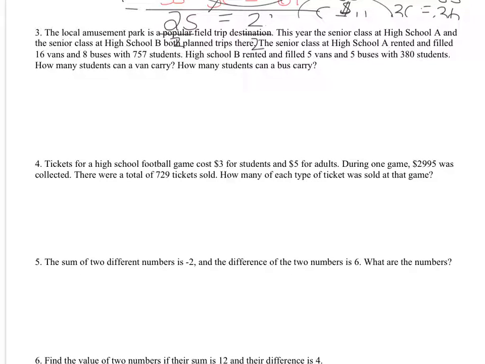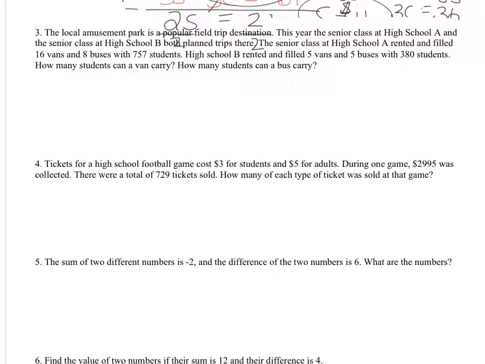The local amusement park is a popular field trip destination. This year, the senior class at High School A and the senior class at High School B both planned trips there. The senior class at High School A rented and filled 16 vans and 8 buses with 757 students. High School B rented and filled 5 vans and 5 buses with 380 students. How many students can each van carry? How many students can each bus carry?